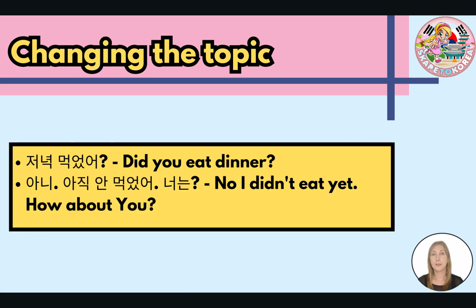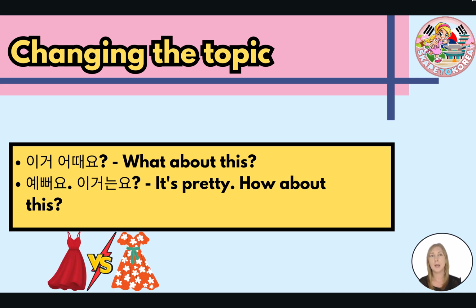Topic, changing the topic. For example, 저녁 먹었어? Did you eat dinner? 저녁 is dinner, 먹었어? Did you eat? 저녁 먹었어? 아니, 아직 안 먹었어. 너는? No, I didn't eat yet. How about you? So here, 너는 is changing the topic from you, whether you ate dinner, to the other person. So you can ask 너는, how about you? 이거 어때요? What about this? 이거, this, 어때요? What about it? What do you think? What's it like? 예뻐요. 이거는요? It's pretty. How about this? Again, changing the topic from one thing to another, from this dress to another dress.